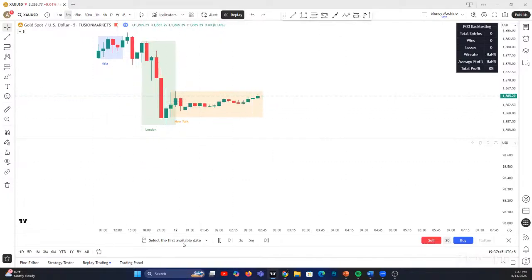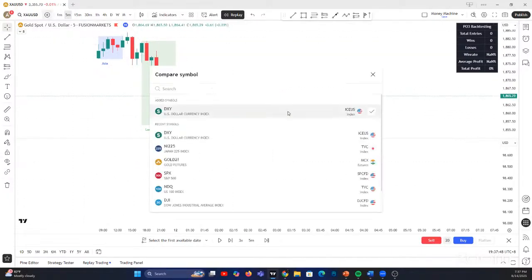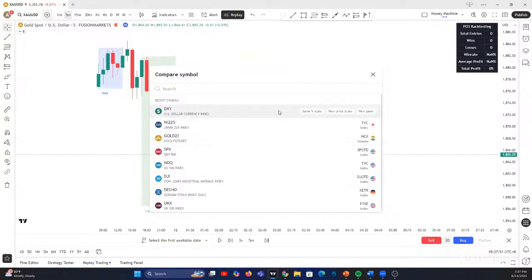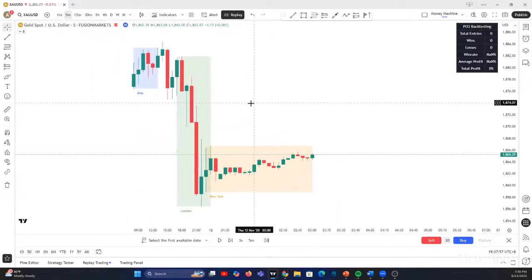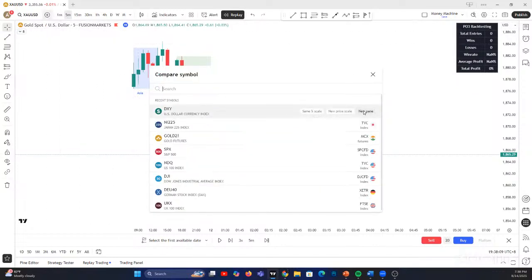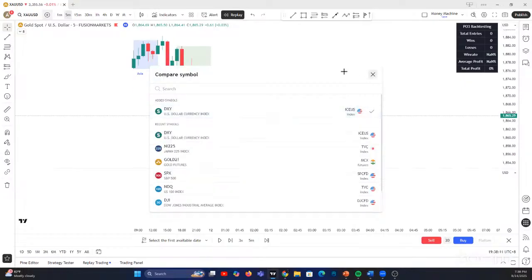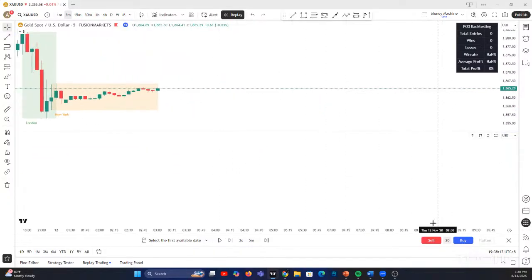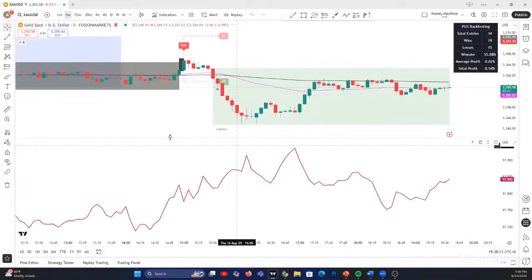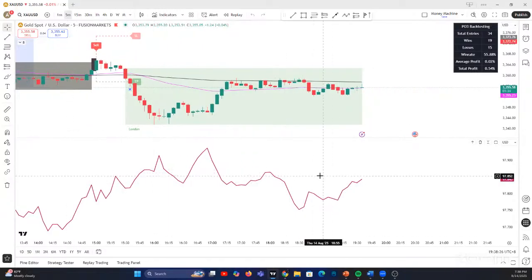Where's the DXY? My God, what happened to TradingView? Let me fix this issue. What happened? My God. Okay, new pane. Where is it? My God, it's too far, my friends. Let's end this now. Okay, that's better.